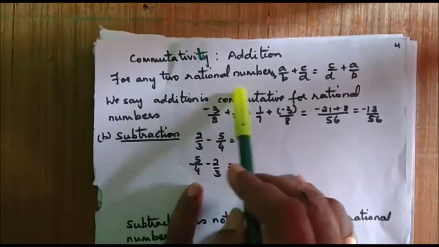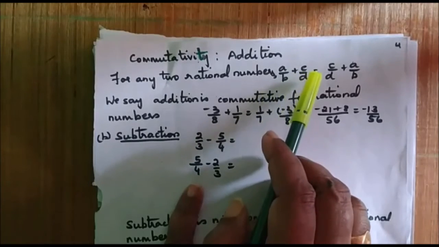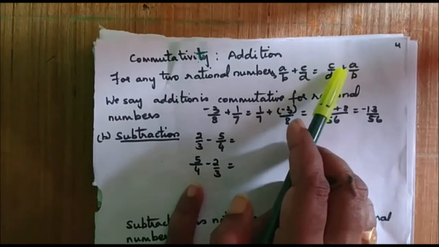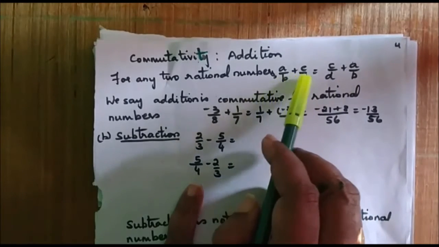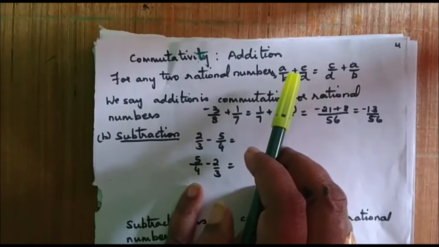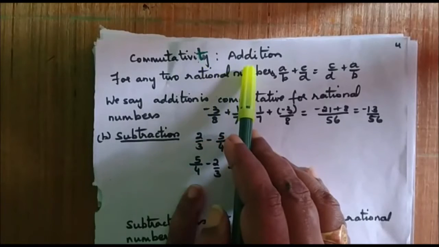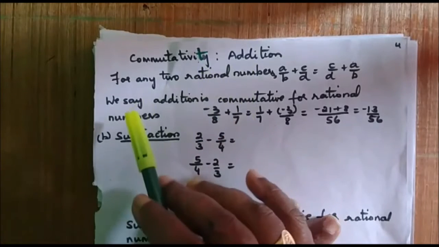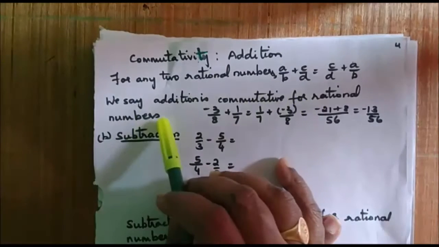For any two rational numbers a by b plus c by d is equal to c by d plus a by b. What it means is if we change the order of addition, the answer will be the same. This is what is implied by the commutativity property of addition. We say addition is commutative for rational numbers.